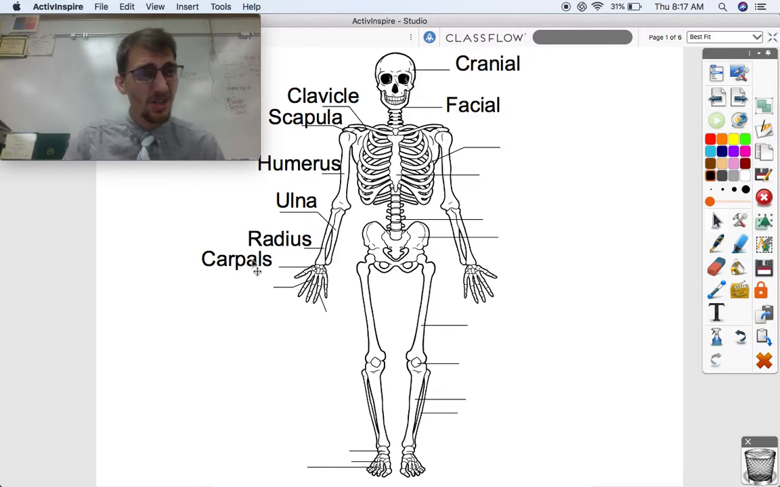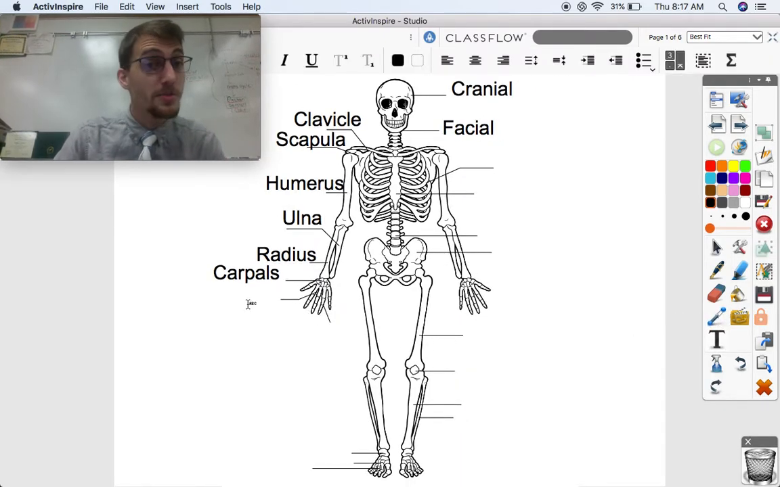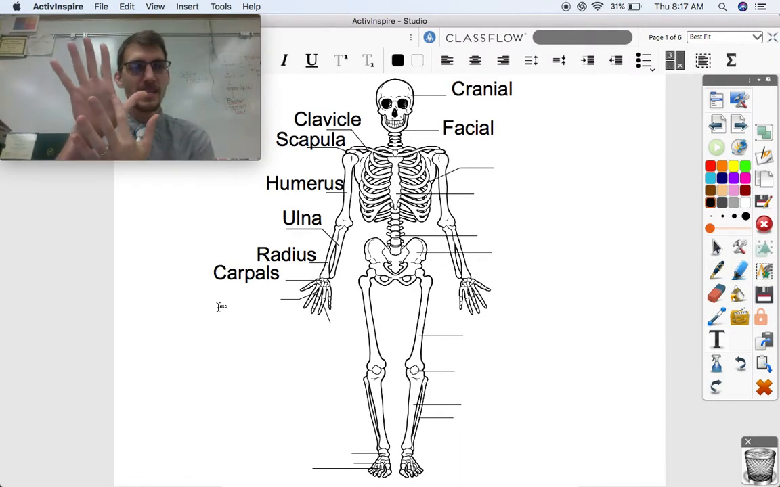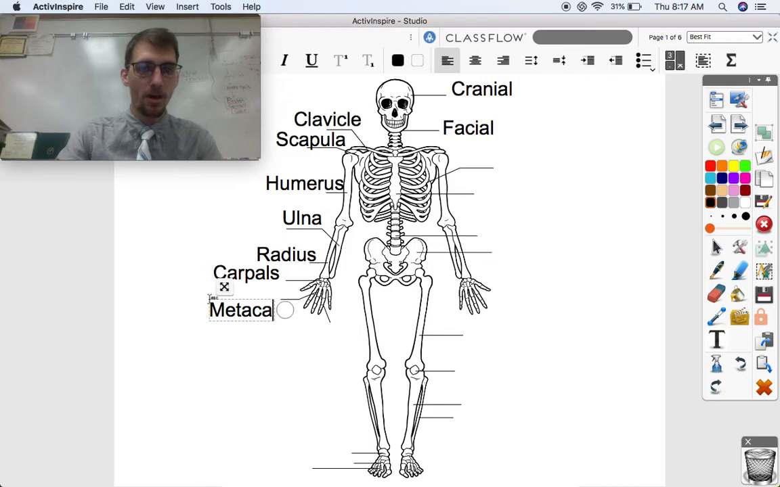I'm not exactly sure how that works, but it's an issue with your wrist. Let's just go with that. All right. Following the carpals, you get these bones in your hand right here that make up your palm. Those are called the metacarpals.